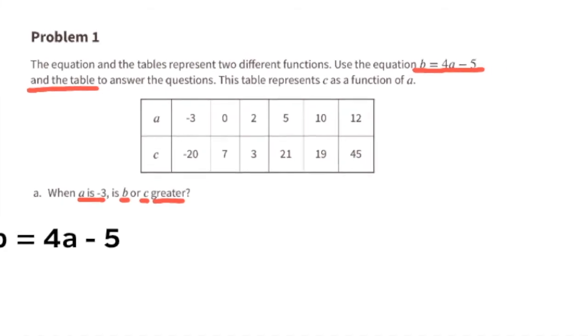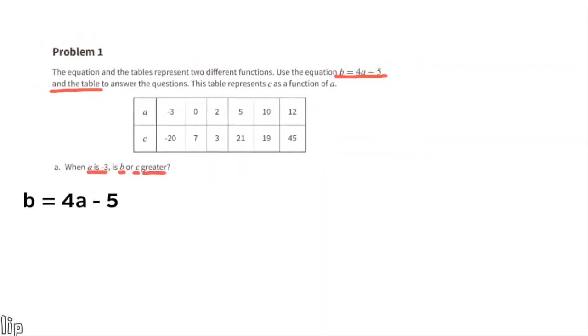Let's start with the equation b = 4a - 5 and substitute a with negative 3. Now the equation reads b = 4 times negative 3 minus 5. Since 4 times negative 3 is negative 12, the equation reads b = negative 12 minus 5. And negative 12 minus 5 is negative 17. So in this case, b equals negative 17.